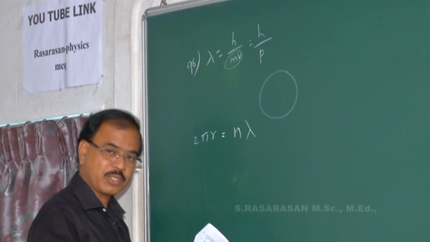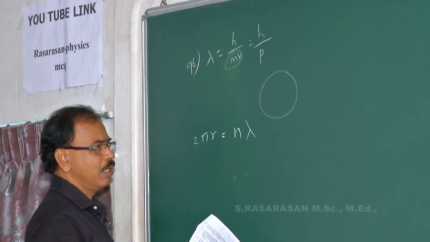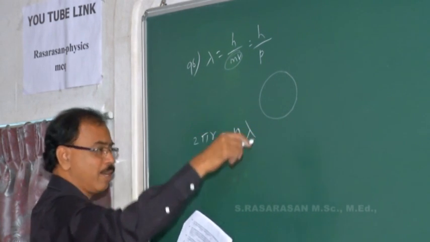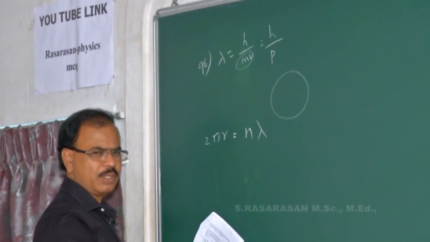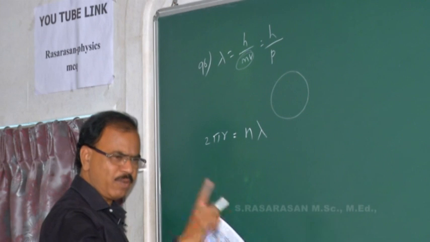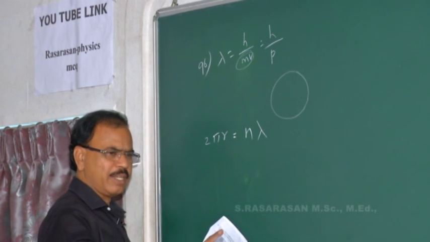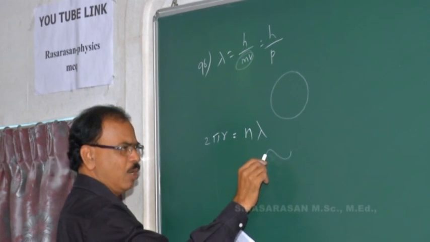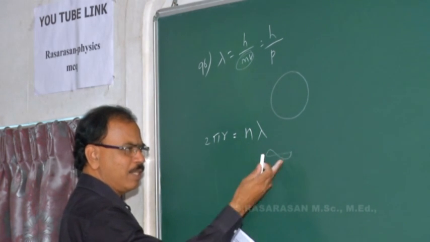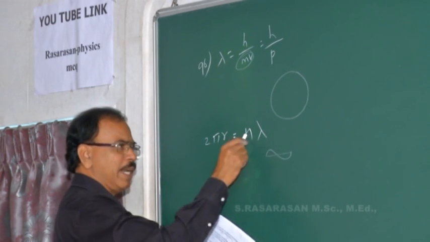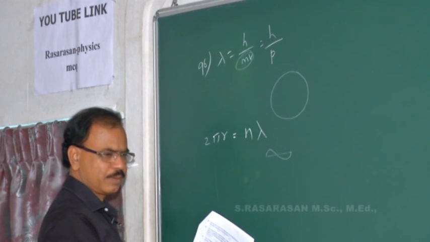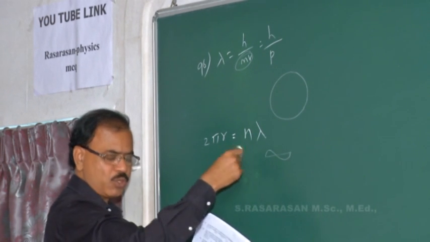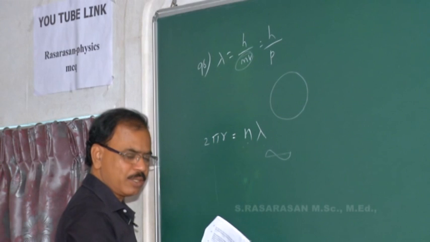Then de Broglie's hypothesis in the atom model. Say if it is the first orbit, the circumference of that circular stationary orbit is equal to 1 lambda, one wave. 1 lambda means one wavelength. Wavelength means one wave. A wave is characterized by its wavelength. So this is one wave. This is the wavelength. So n lambda means n waves. So in the first orbit it is one wave, one wavelength. Second orbit, two waves, two wavelengths. Third orbit, three waves, three wavelengths.